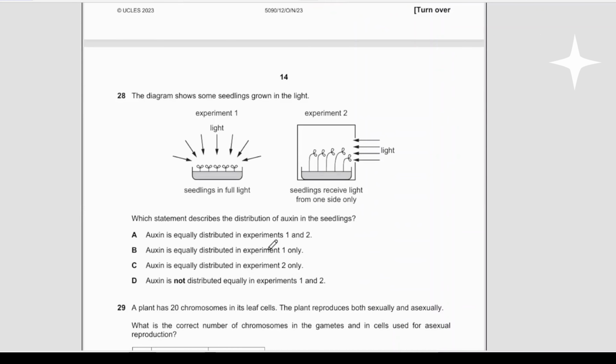Okay, the diagram shows some seedlings grown in the light. They bent towards the light. What can be the reason? So auxin is not equally distributed, please. Okay, auxin is equally distributed in 1 and 2, no. In 2 it is not equally distributed. Auxin is equally distributed in 1, yes. Auxin is distributed equally in 2, no. Auxin is not distributed equally in 1, no. So the only correct answer is B: equally distributed in 1 but not equally distributed in 2.